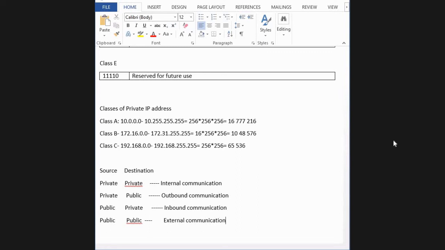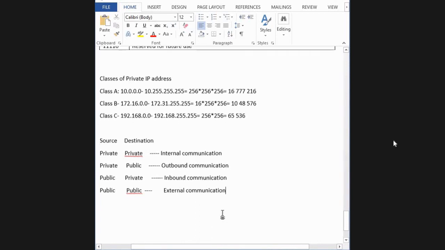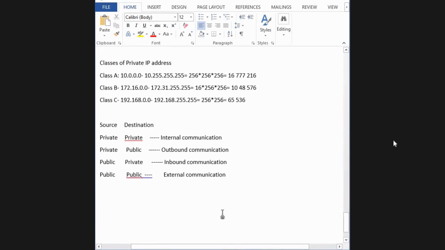This is very important information when you are monitoring any communication or traffic through your SIEM tool. This will be utilized, whether the traffic is private to private, internal, outbound or inbound communication. And yesterday we covered how to identify the IP addresses.